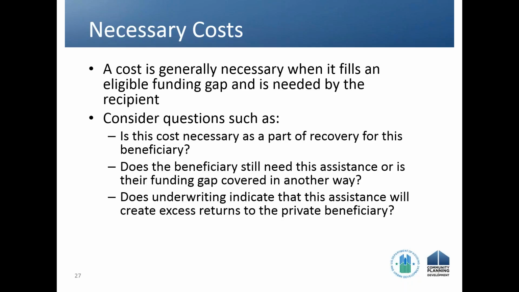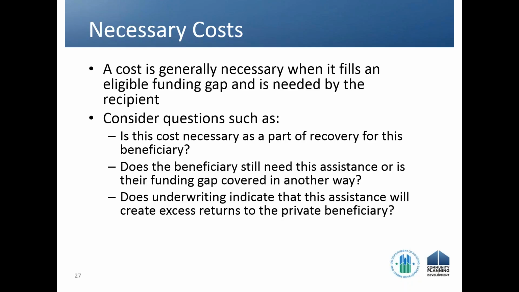Now, one of the things that we've seen that comes up is disaster recovery gets longer into its life cycle, because the nature of disaster recovery is that you never really finish it in a matter of the first couple of months. It tends to take quite a few months, if not years, to be able to get through the process. And the longer you get away from the storm, the more likely it is the entity, the beneficiary, has recovered on their own. And so you want to ask a question about, do they still need this assistance?